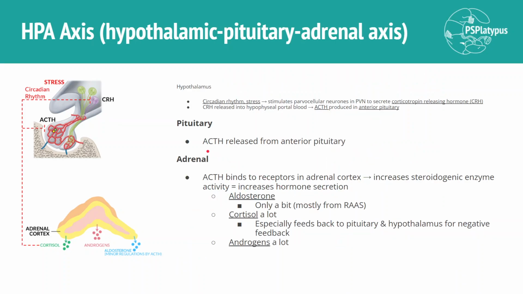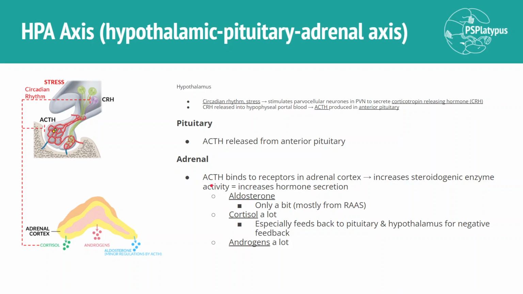Cool. So now we have ACTH from the anterior pituitary, which then binds to receptors in the adrenal cortex, which then increases steroidogenic enzyme activity, but it is disproportionately activated. We've got aldosterone only increasing a bit, and most of it comes from the renin-angiotensin system, so the RAS system. Cortisol is activated a lot because of ACTH, and androgens are also activated a lot because of ACTH.